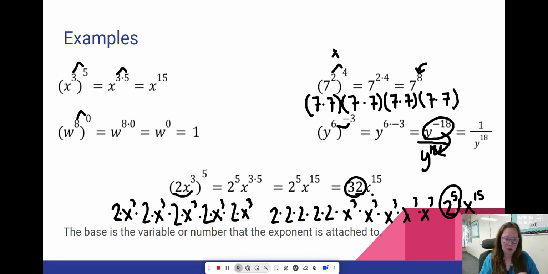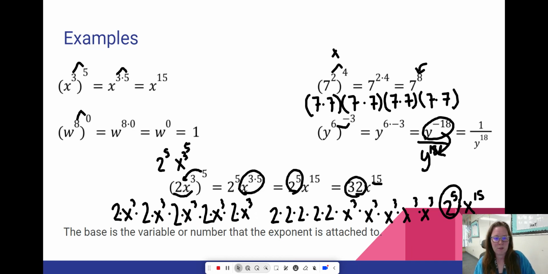Now that was the long process. Kind of quicker would be almost to look at this as 2 problems. 2 to the 5th and x to the 3rd to the 5th. So then you can do your 2 to the 5th as 32. And then we can do our trick. 3 times 5 gets you your 15. And just keep in mind that the base is the variable or number that the exponent is attached to. And then this, if there's a number in front, that's called the coefficient.